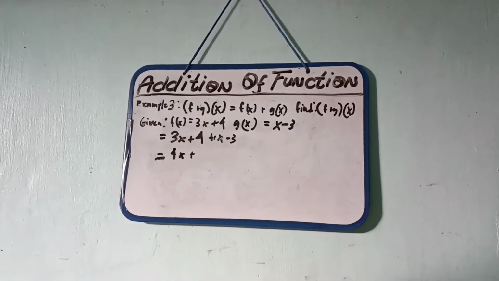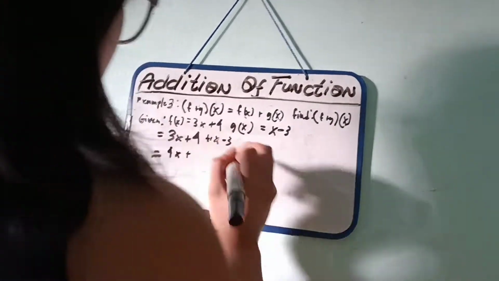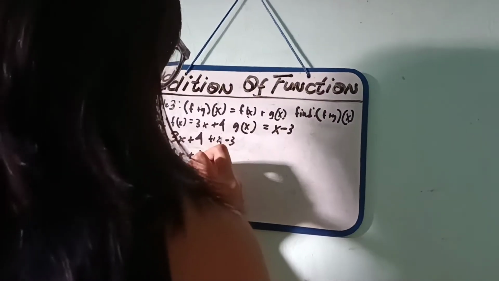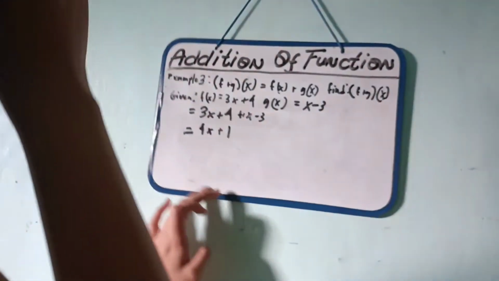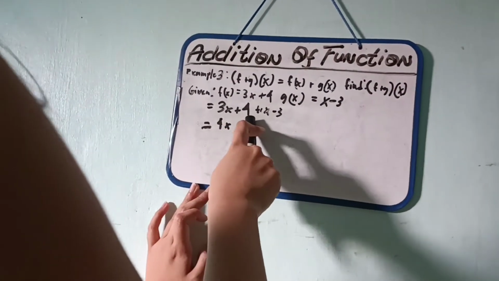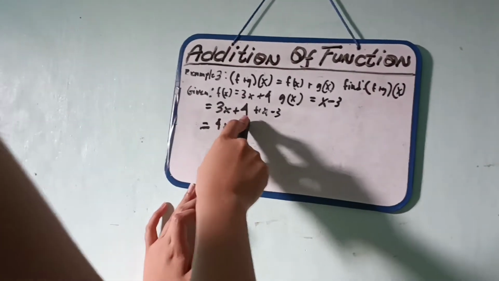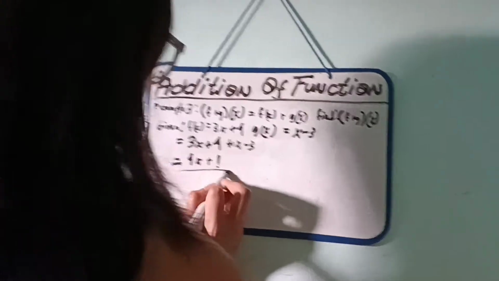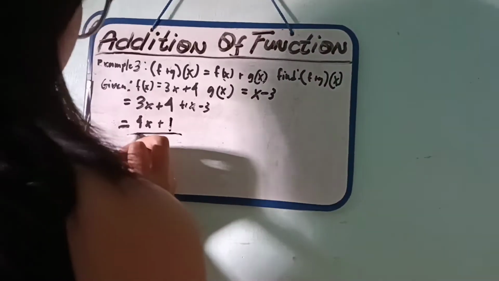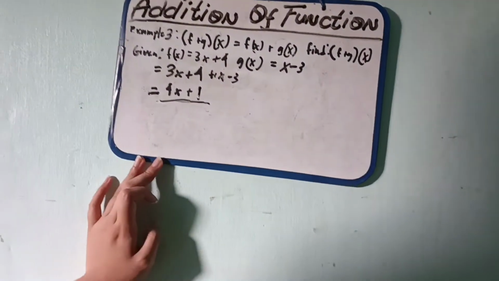Different sign, so magsusubtraction tayo. That would be positive 1. Paano siya naging positive 1? Kasi kinopy natin yung higher sign, which is 4, positive 4. Kaya siya naging positive 1. Here is our final answer. Wala nang magkapareho. And yun yung simplest term.